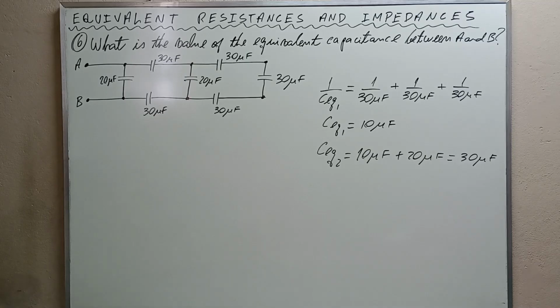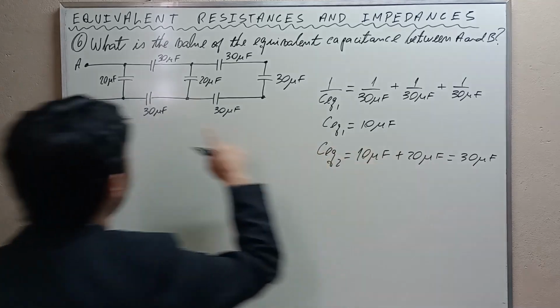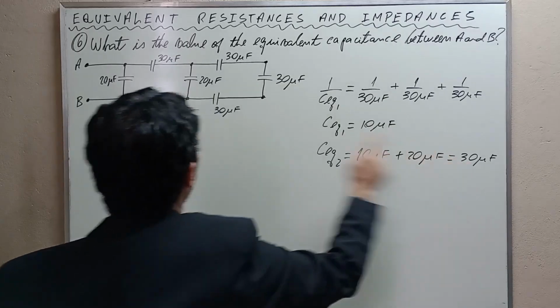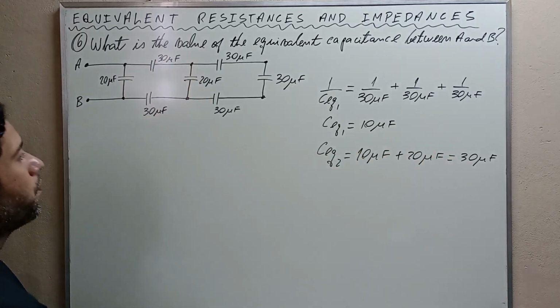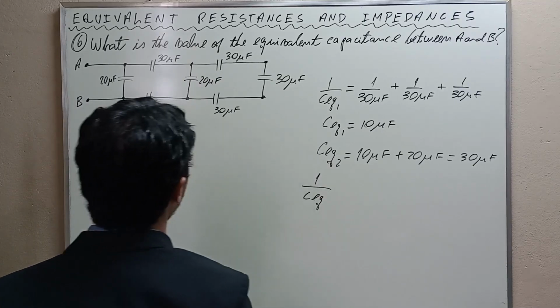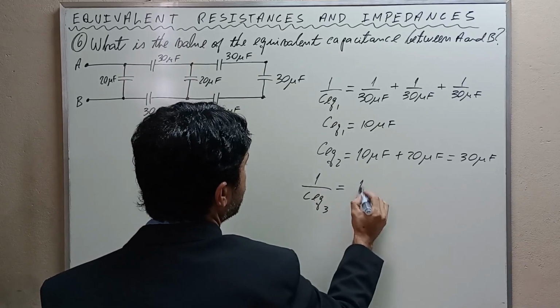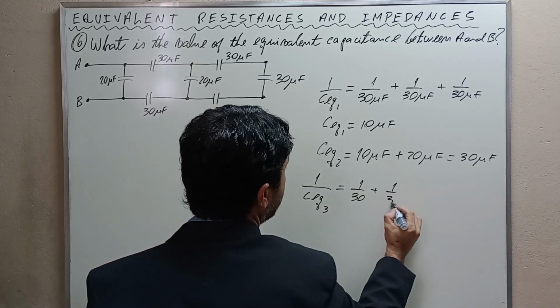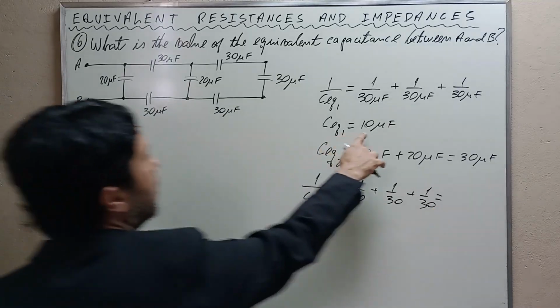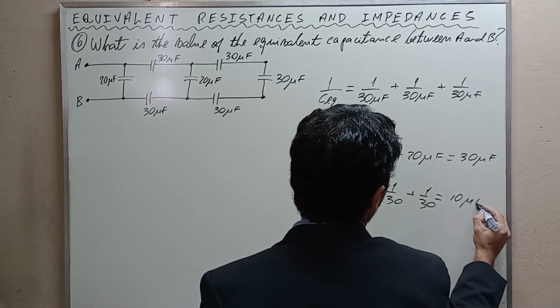Subsequently, we notice that there will be 3 30 microfarad capacitances in series. These will be in series with these, okay? If we replace all these by these, these will be in series with these. 1 over equivalent capacitance number 3 is equal to 1 over 30 plus 1 over 30 plus 1 over 30, and as we already know, it is 10 microfarad.